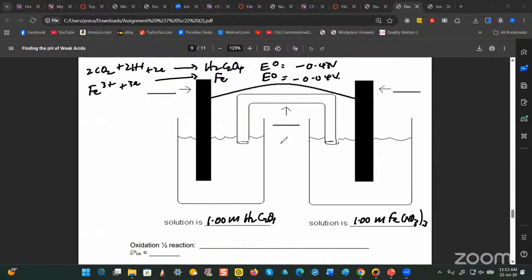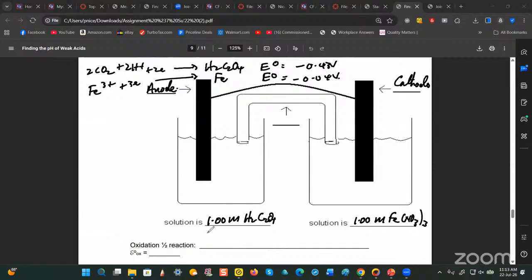So when we look at these two, just like we saw in the previous example, we have to ask ourselves, which one will serve as a cathode? The one that will serve as a cathode is the one with the higher standard EMF value, which would be the iron. So the iron here would be the cathode, and the one with the oxalic acid would be the anode. What does that mean? That means that the oxidation half reaction would be the reverse of this right here.